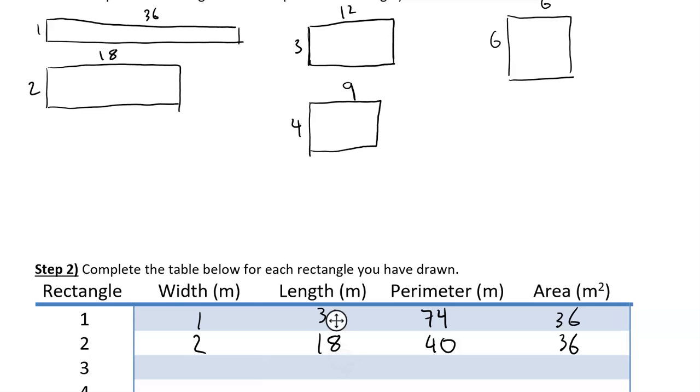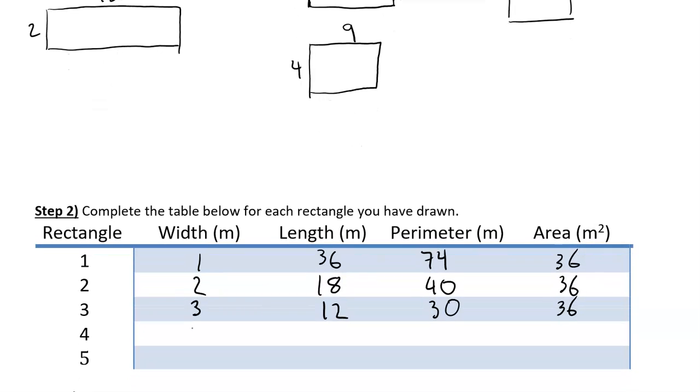The next one is 3 by 12. And that's 3 plus 12 times 2. It's plus 3 plus 12 all over again. And that gives me a perimeter of 30. Again, an area of 36. The last two are the 4 by 9 and the 6 by 6, and I'll fill those in here. When it's 4 by 9, the perimeter is 4 plus 9 plus 4 plus 9, or 2 times 13, which is 26. And again, we have the area of 36, because they all have an area of 36.